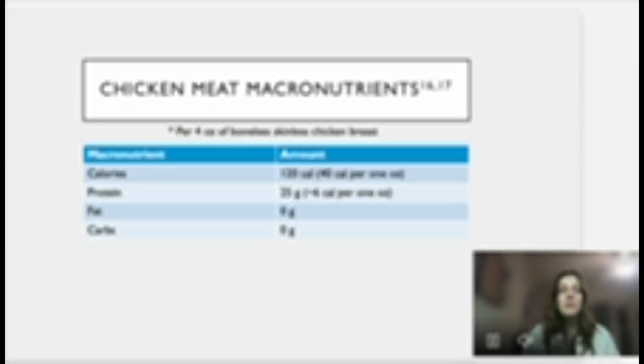Okay, so this is chicken meat macronutrients. This is per 4 ounces of boneless, skinless chicken breast, which, just like the quail meat, has nothing added to it while it is cooked. No seasonings or anything, it is just the chicken. So there's 120 calories, 25 grams of protein, 0 grams of fat, and 0 grams of carbs. And compared to the quail, that's about 40 calories per 1 ounce and 5 to 6 grams of protein per 1 ounce.